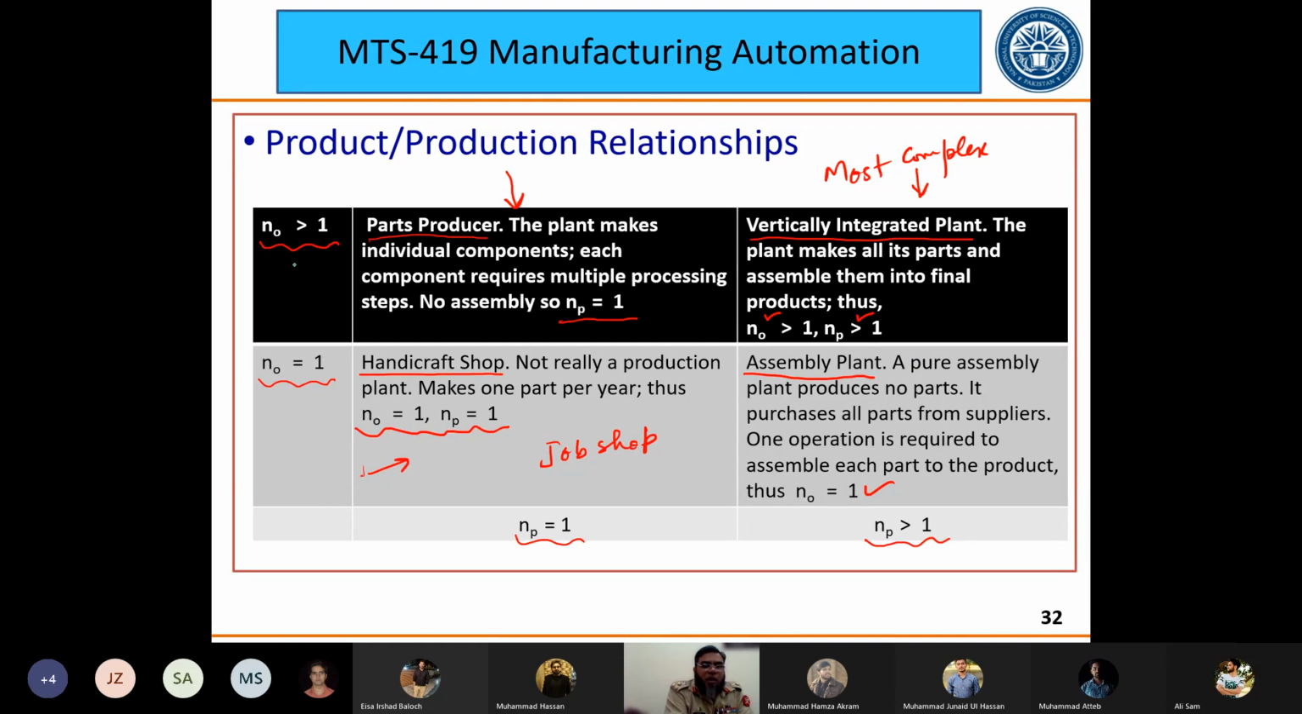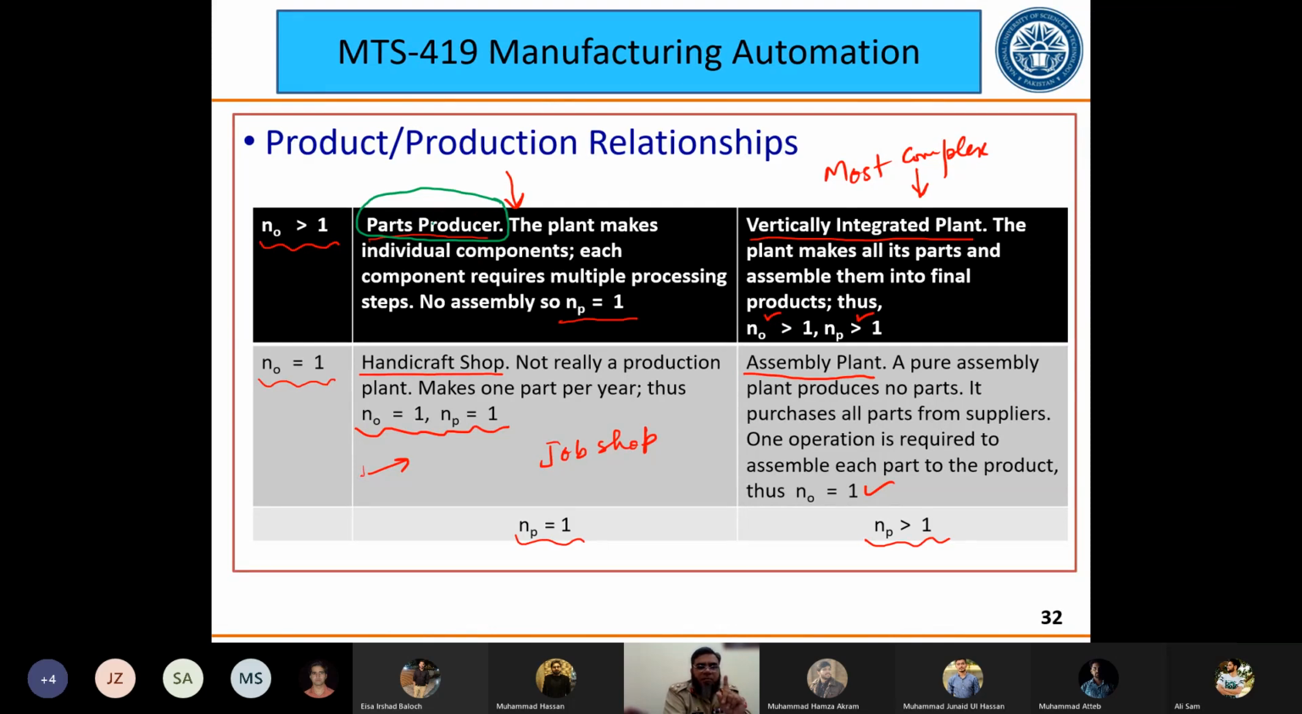This is NO. NO was the number of operations. So if we have more number of operations, the plant makes individual components. Each component requires multiple processing steps. No assembly, so NP is equal to 1. So it means what is happening, this is called a part producer. This type of plant is called a part producer.